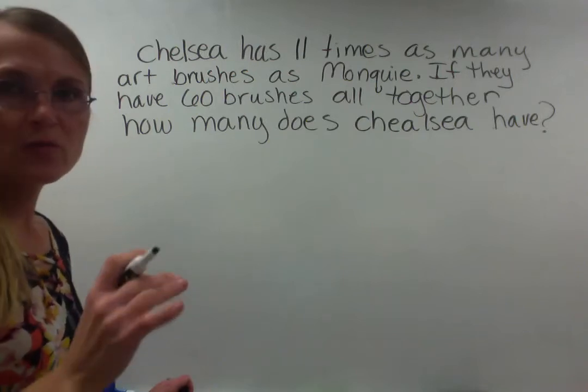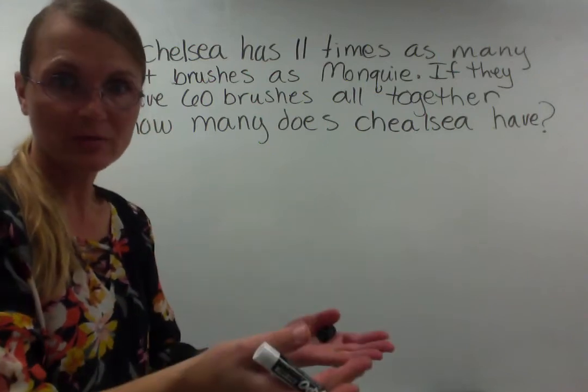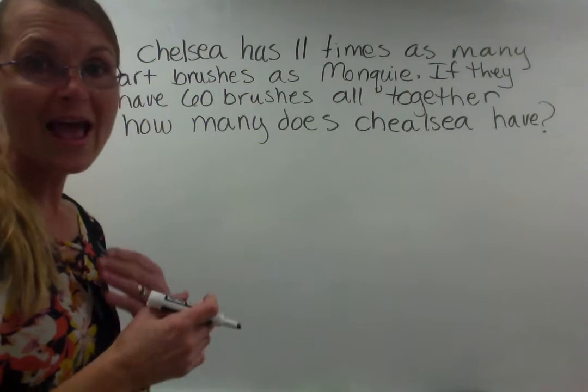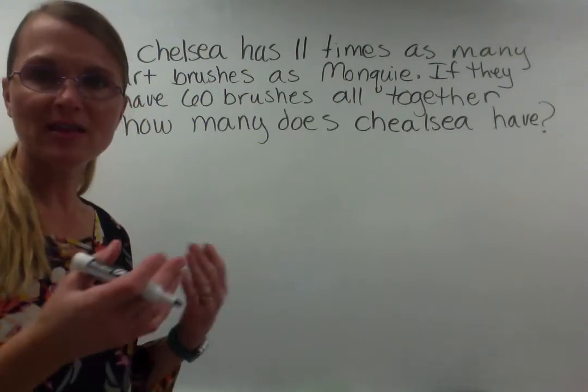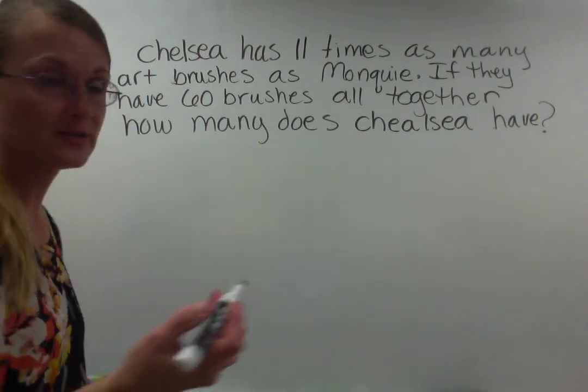So this is where it gets a little tricky because if they were sharing the brushes equally, we could divide the brushes by 2 because there's 2 people. But they're not sharing the brushes equally. One has 11 times more than the other person does. So if they don't have the same amount, how can we use division to solve this? So it's actually a little bit easier than it seems.